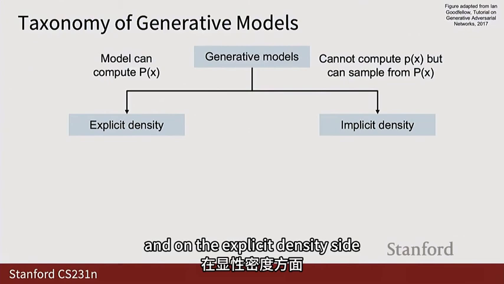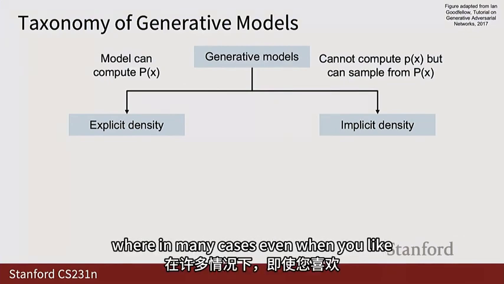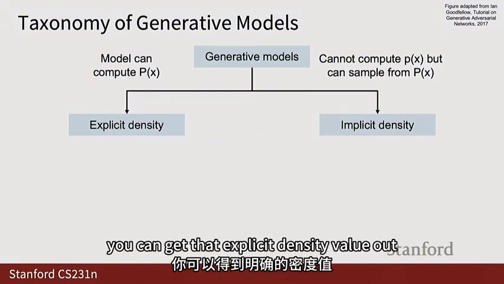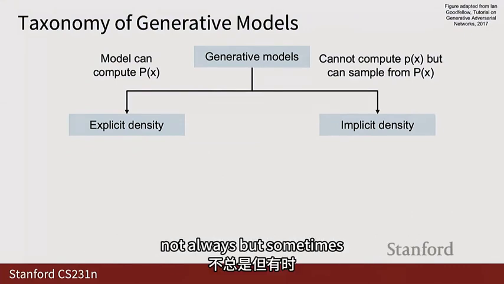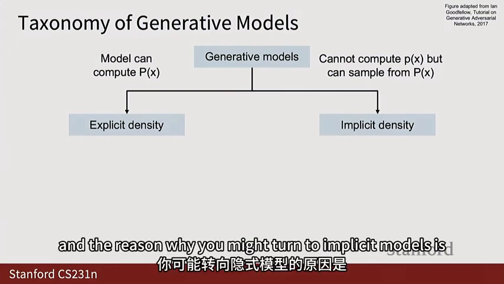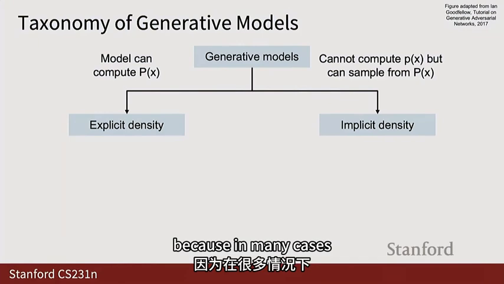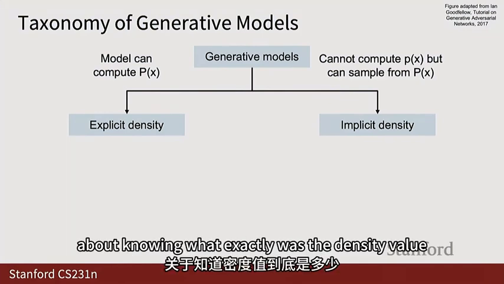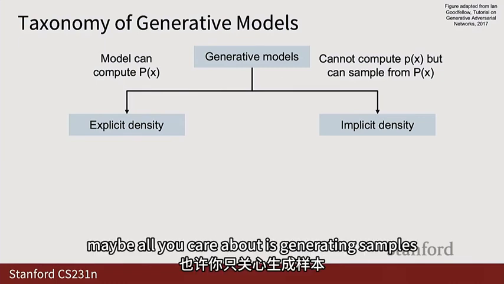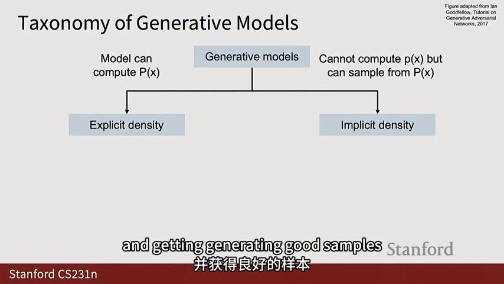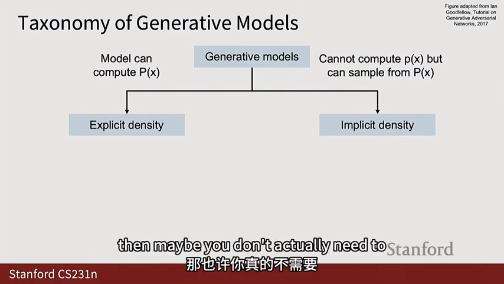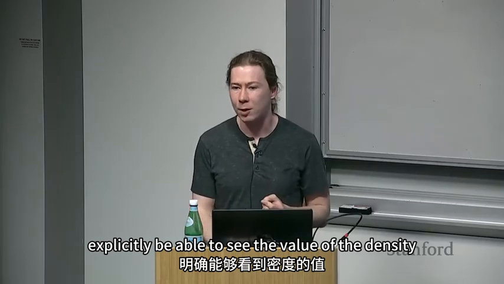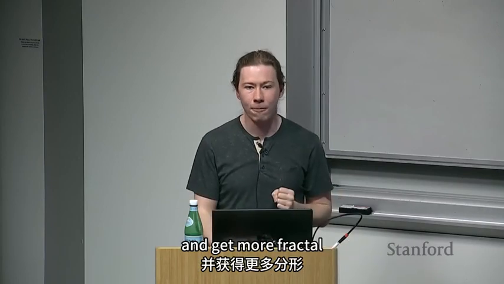And on the explicit density side, it's almost the opposite, where in many cases you can get that explicit density value out, but then sampling tends to be more complicated sometimes with these explicit density methods. Not always, but sometimes. And the reason why you might turn to implicit models is because in many cases you may not actually care about knowing exactly what the density value is for any input. Maybe all you care about is generating samples, generating good samples, generating a good diversity of samples. So if the thing you really care about is sampling, then maybe you don't actually need to explicitly see the value of the density for any input. And then things break down and cascade and get more fractal-like from here.